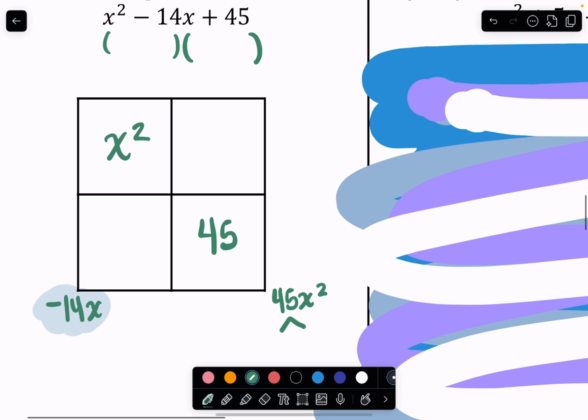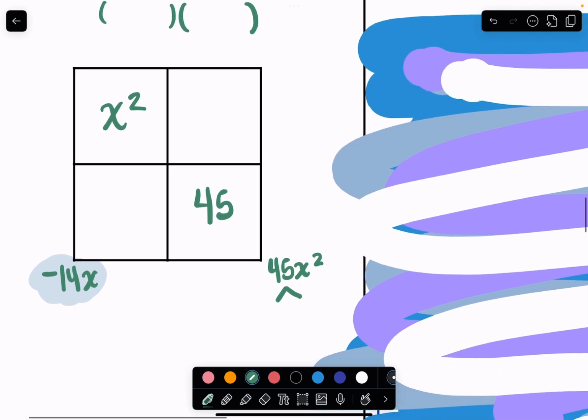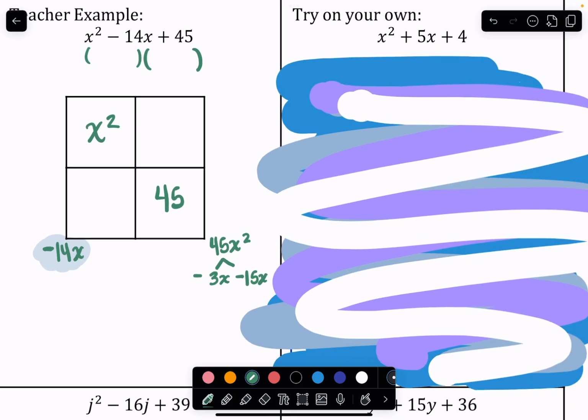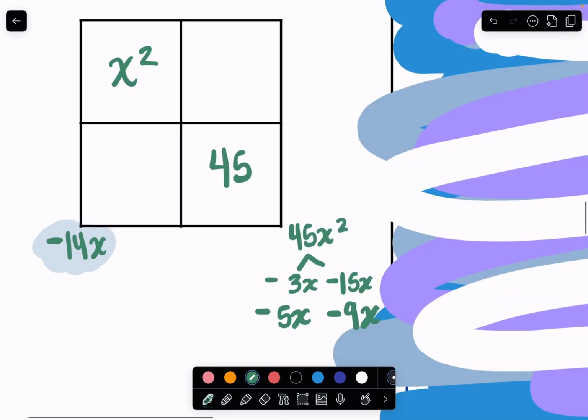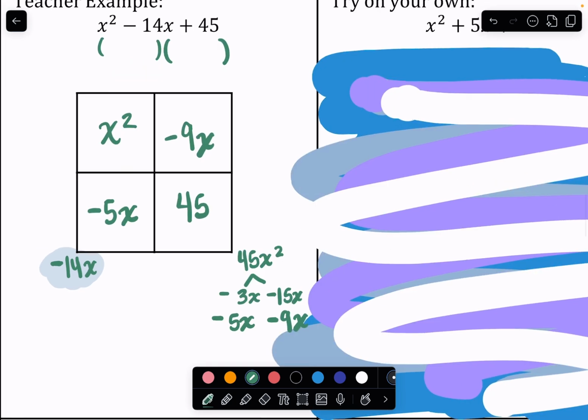I know that 1 times 45, that's not the most helpful. Now, because my middle term is negative, I know these values must be negative. I know that 3x times 15x gives me positive 45x squared. However, the sum is not negative 14x. Okay, now I know that negative 5 times negative 9 would give me positive 45x squared. Oh, and would you look at that? Their sum is negative 14x. So the box is just a way for us to organize these two terms.